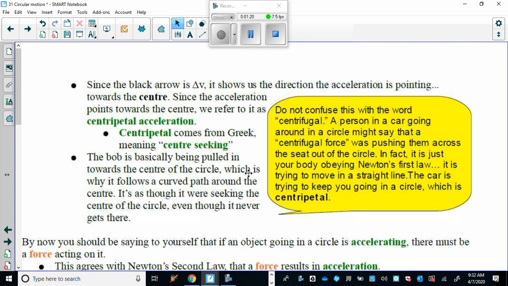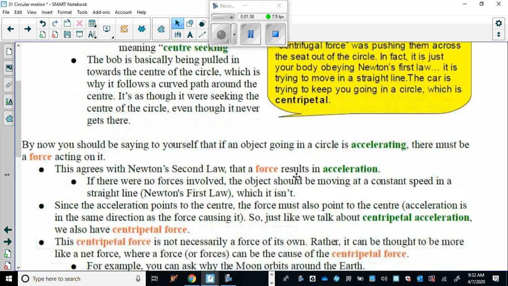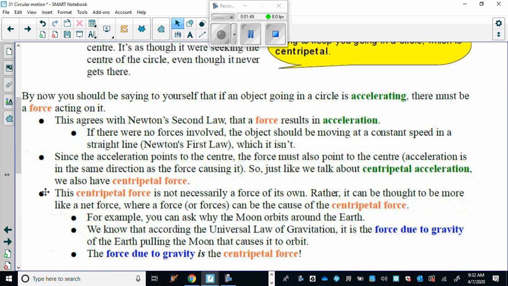The next page goes over these terms: centripetal acceleration, and it tells you that centripetal means center seeking, as opposed to centrifugal, which means center fleeing, which we won't talk about in Physics 20. Then it talks about the acceleration and the force. The acceleration is towards the center of the circle, and the centripetal force is also towards the center of the circle. This is important right here.